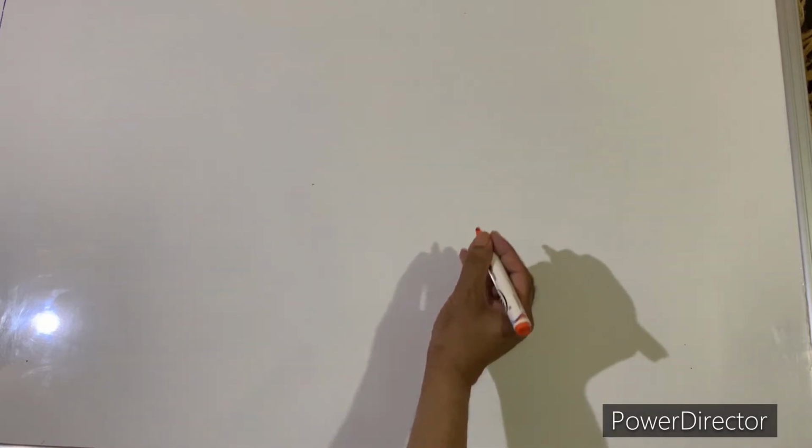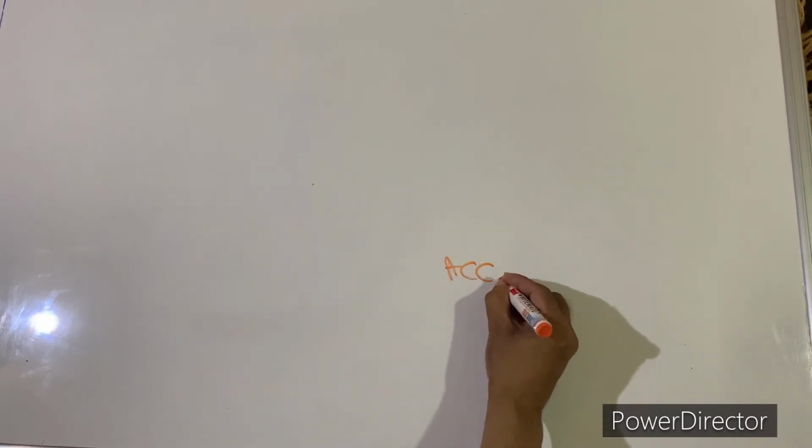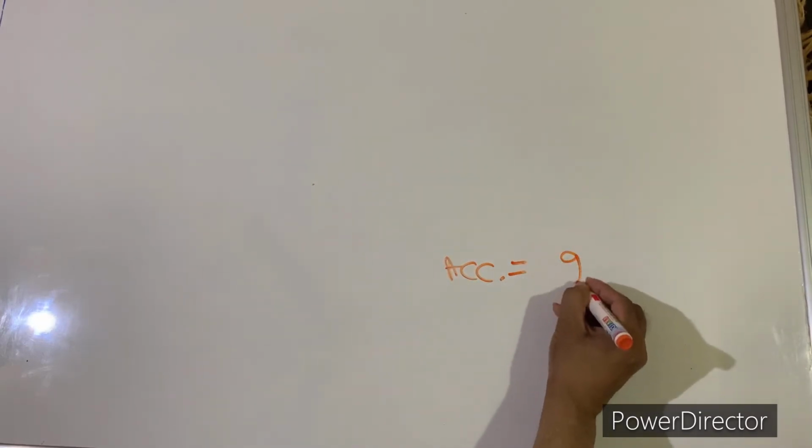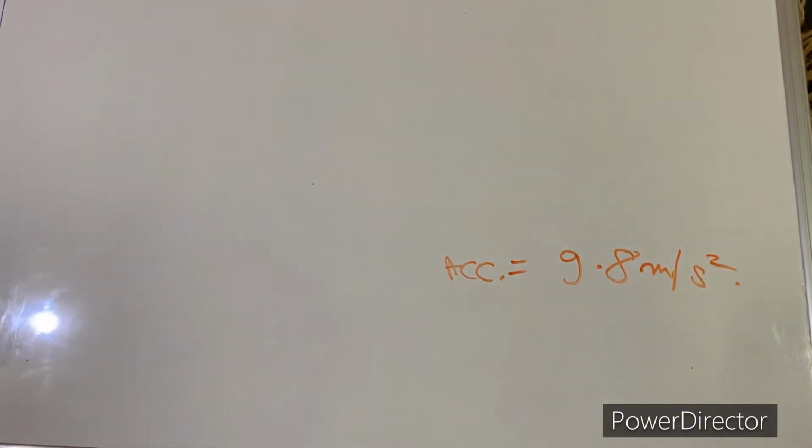Next, let us try and study the motion of a body under the action of gravity. We know that the acceleration due to gravity is constant. The Earth's acceleration due to gravity means the Earth's pull. We know every body is pulled towards the center of the Earth, and the value of the acceleration due to gravity is 9.8 meters per second square.